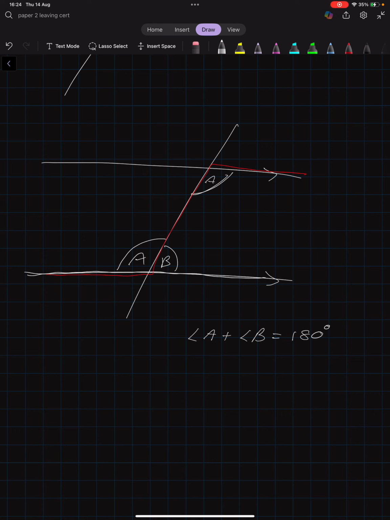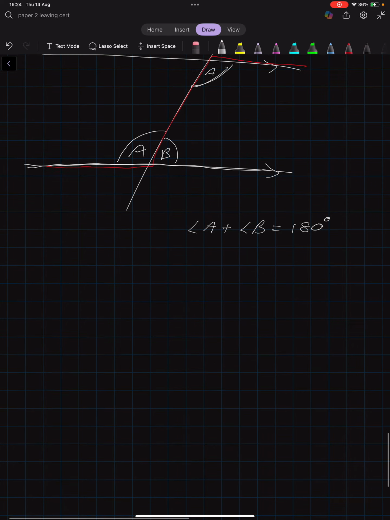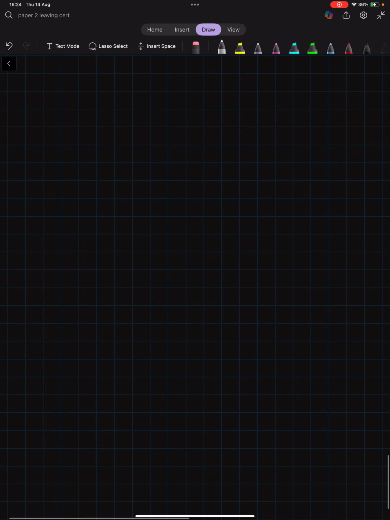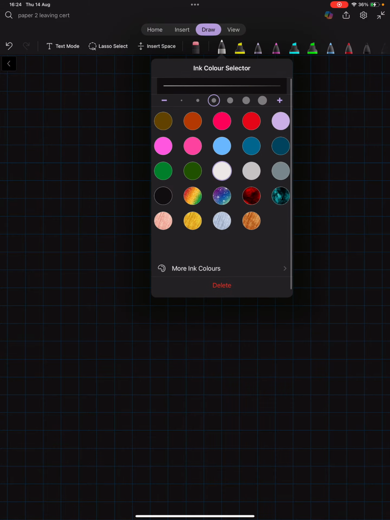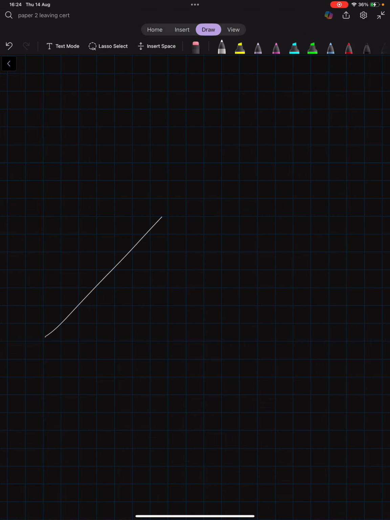All right, so now I think I'll go back and do the proof, because I need to use some of those angles to prove it. So basically, you want to show that all the angles in a random triangle equal 180.